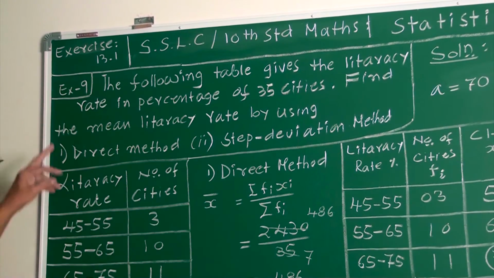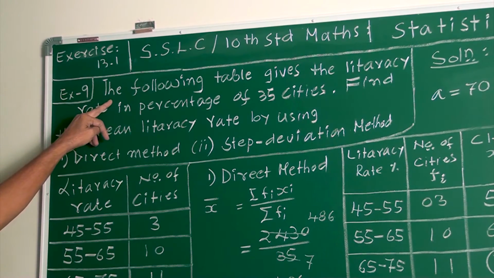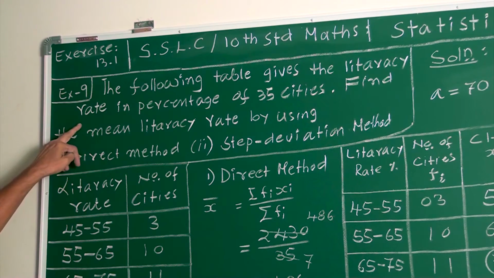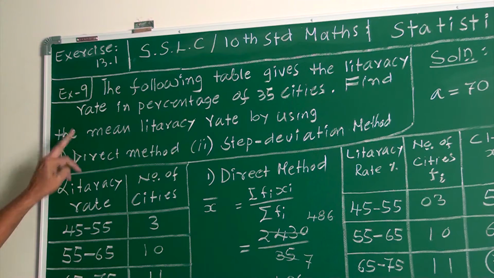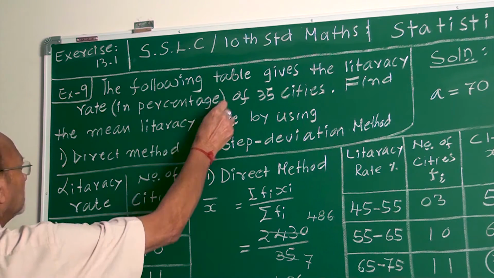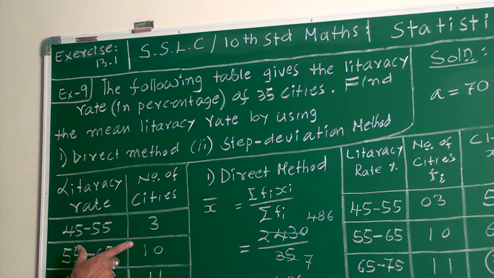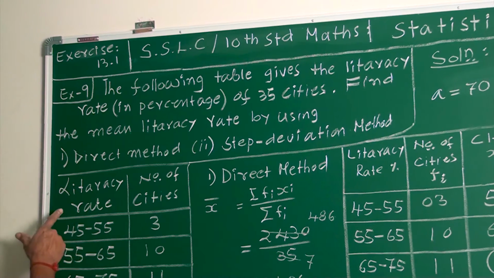This is the example statement. The following table gives the literacy rate in percentage of 35 cities. Find the mean literacy rate by using first the direct method, second the step deviation method.